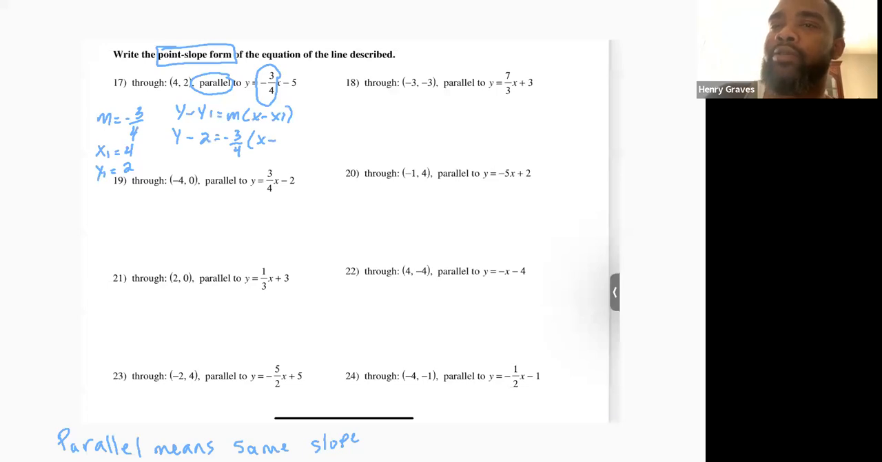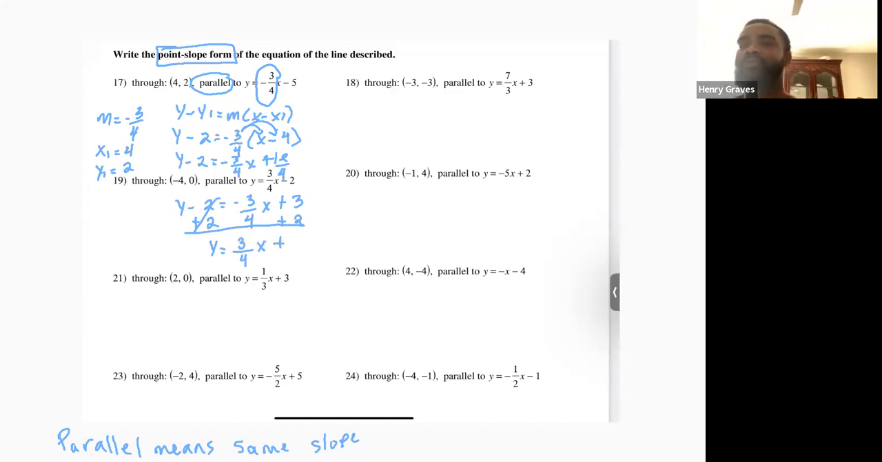So I know y minus 2 is going to equal this distributed, which is going to be negative 3/4x. And negative 3 times negative 4 is positive 12/4. So then y minus 2 is going to equal negative 3/4x plus 3, because 12 divided by 4 is 3. Then I'm going to add 2 to both sides. So y would equal negative 3/4x plus 5. A lot of work, huh? It's okay. I'm going to do a couple more because I know this is fresh and new for a lot of us.